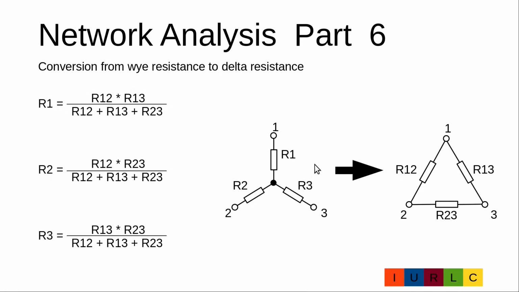Now we want to derive the formula to transfer a Y connection into a delta connection. So we need these three formulas. R12 is a function of these three resistances, R23 is a function of these three resistances, and R13 is a function of these three resistances. In the first step we divide equation 1 divided by equation 2, then equation 2 divided by equation 3, and then equation 3 divided by equation 1.